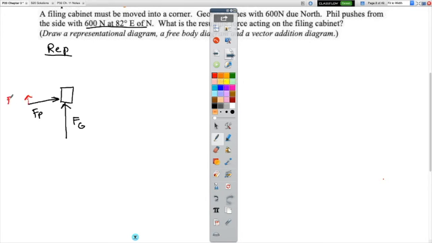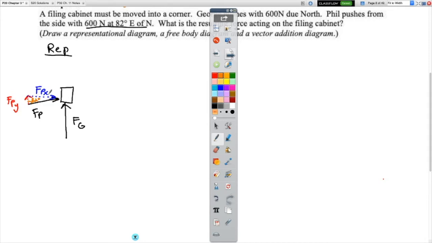That's Phil's force in the y-axis. And then we have the x component of Phil's force there, right? That is F Phil in the x-axis. And what is the angle here? Well, he's pushing at 82 degrees east of north, so that is 82 degrees, right? We could have drawn x and then y, and then that angle there would have been 8 degrees, okay? But I chose to draw y and then x.